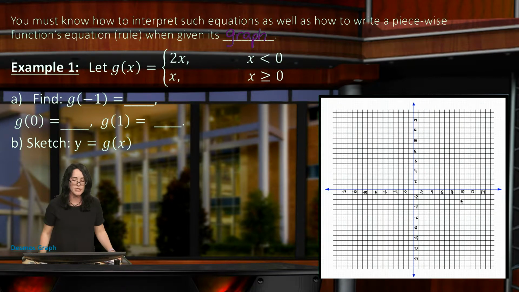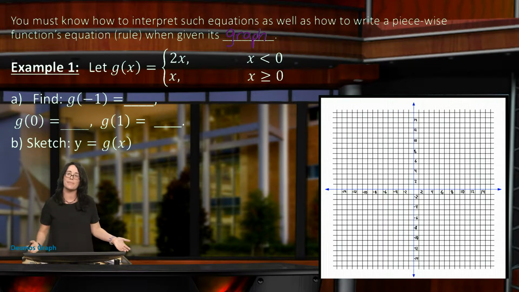It says, let g of x equal 2x whenever x is less than 0. Let g of x equal x whenever x is greater than or equal to 0. Now here it's interesting. It doesn't just say to sketch the graph, but it says find g of -1 and g of 0 and g of 1.